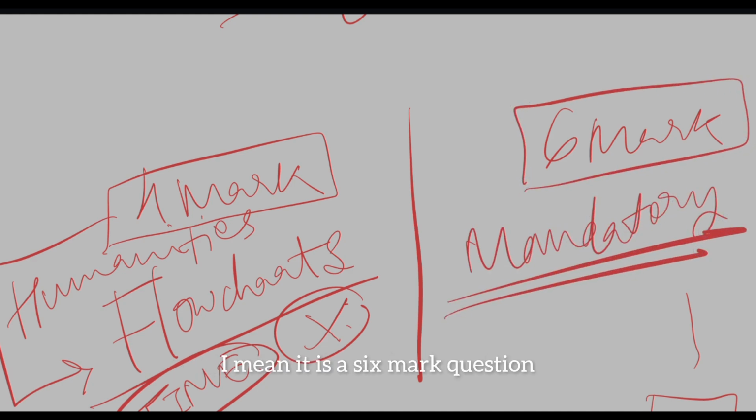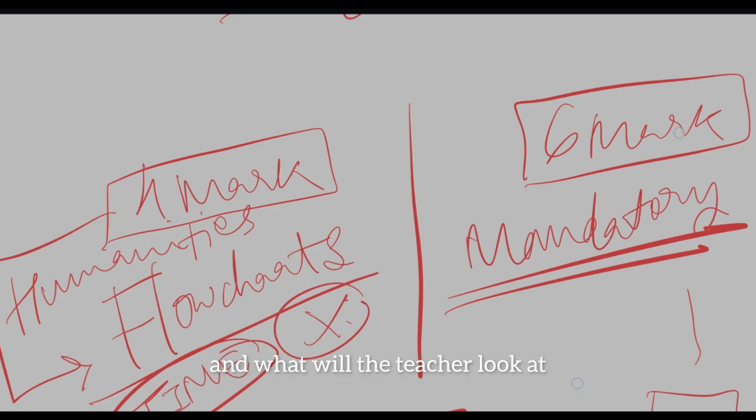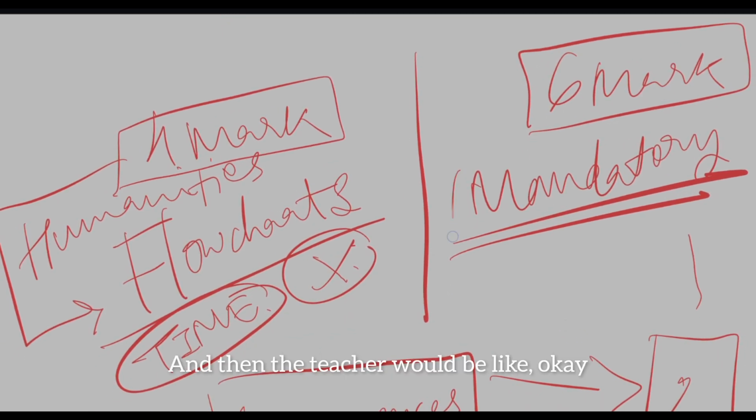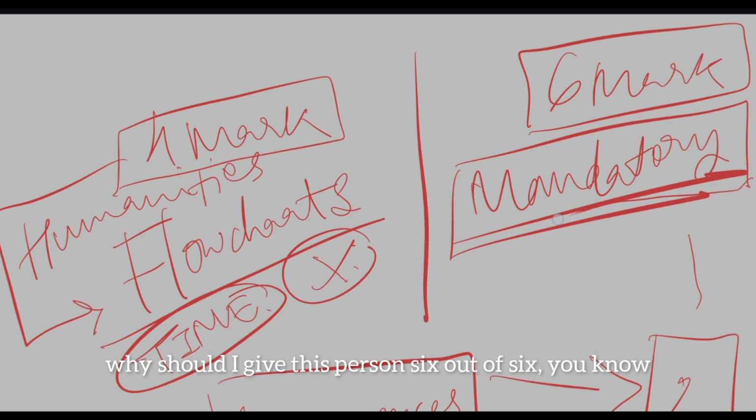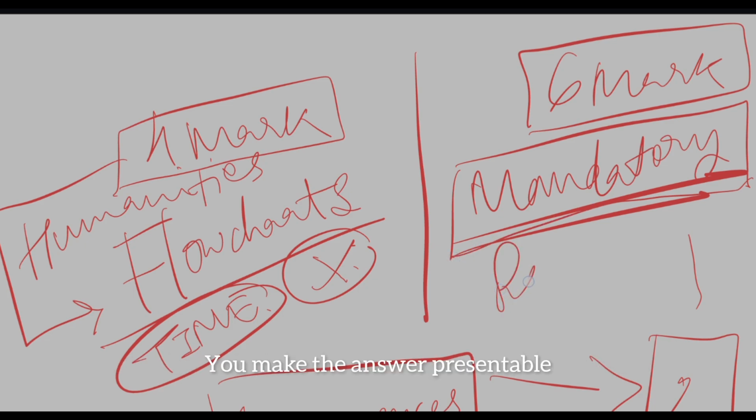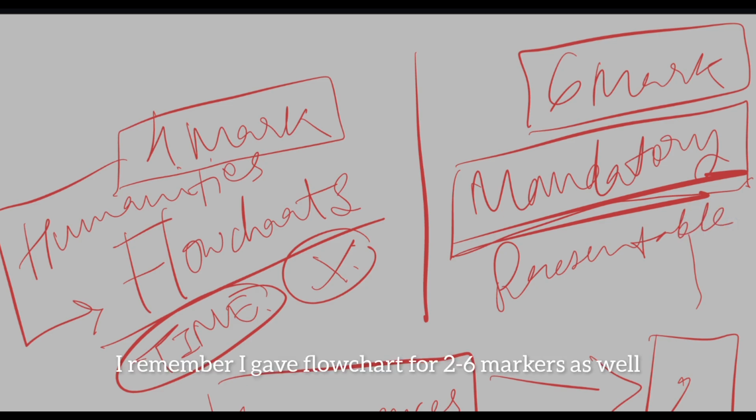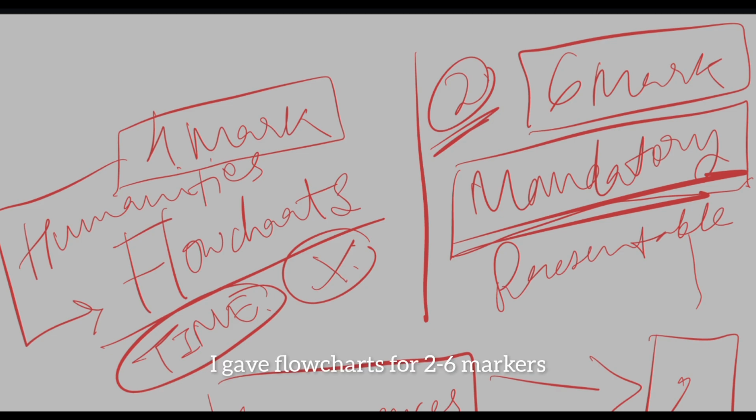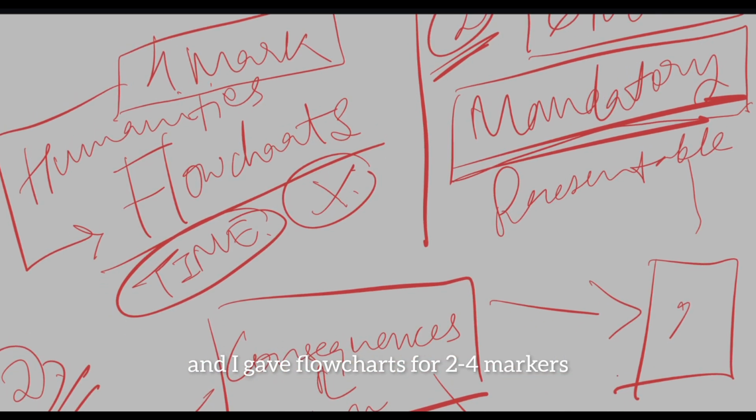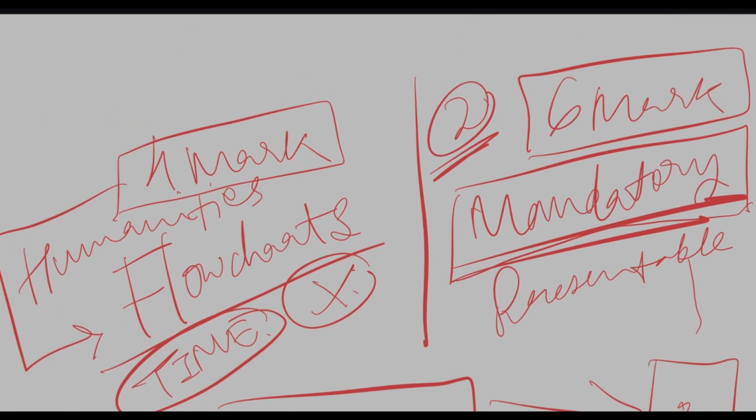for 6 markers, flowcharts are kind of mandatory, because it is a 6 mark question, and what will the teacher look at? How much will you even write? And then the teacher would be like, okay, why should I give this person 6 out of 6? So what do you do then? You make the answer presentable by giving subheadings and by making a flowchart. I remember I gave flowcharts for 2 6 markers, and I gave flowcharts for 2 4 markers. So that made, I think, 4 flowcharts in my paper.